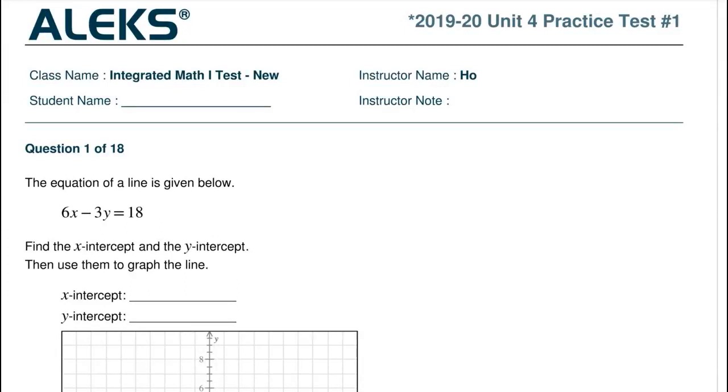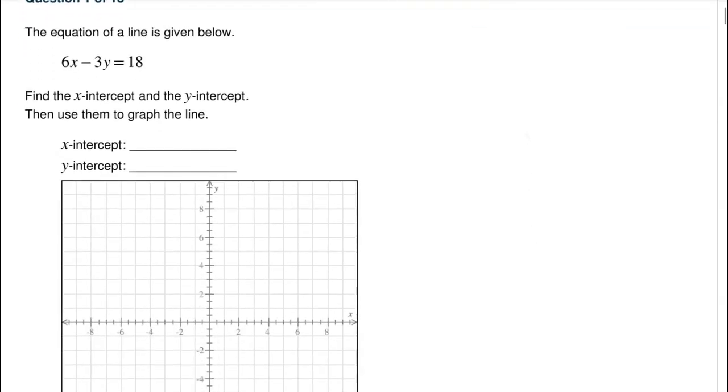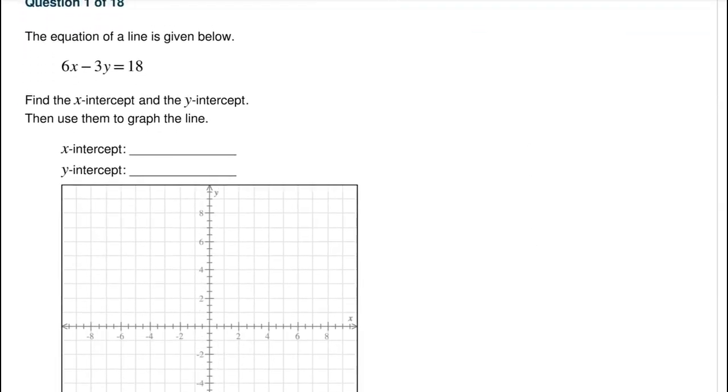Okay, for this test we have 18 questions, so we're going to head into question 1. The equation of the line is given below: 6x minus 3y equal to 18. Find the x-intercept and y-intercept, then use them to graph the line.